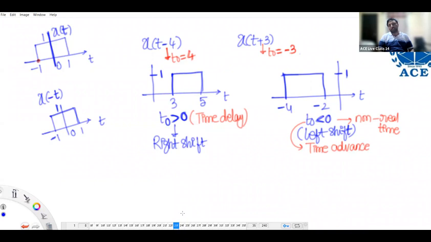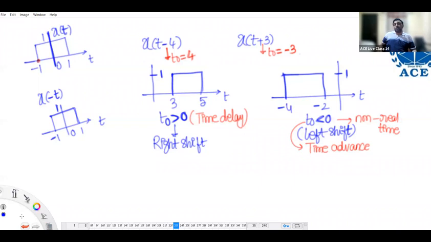Last one is reversal. Flipping the signal, rotate the signal with respect to y-axis, which is also called flipping, like flip the coin. Rotate the signal with respect to y-axis.